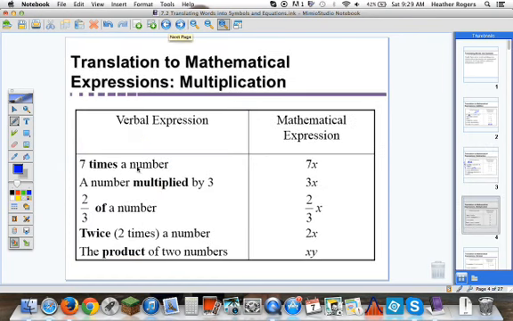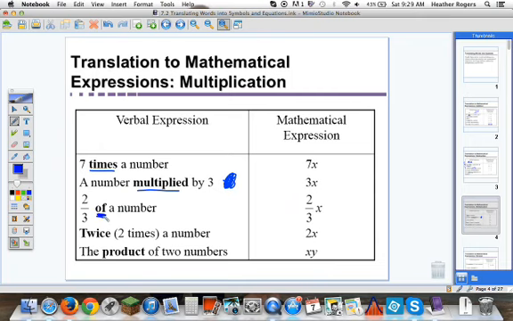Multiplication is pretty straightforward. We know all the language for multiplication. We know times. Notice there's no symbol here for multiplication. 7 times a number is just 7x. A number multiplied by 3 is just 3x. Notice that the number comes first also. So even though it says number multiplied by 3, we're not going to put x3. That's not going to work well in our math language and in our equations. So just keep the number first and then the variable, so 3x.